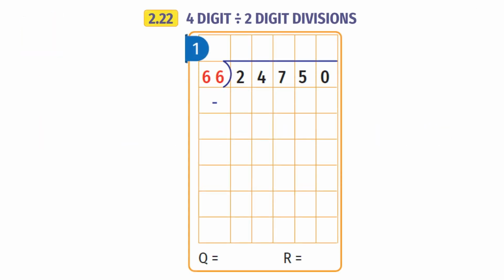Let us take 24,750 divided by 66. Two is lesser than 66. So we take one more digit from the dividend. 24 is lesser than 66 as well. 247 is greater than 66. Let us start with that. So we have to divide 247 by 66.